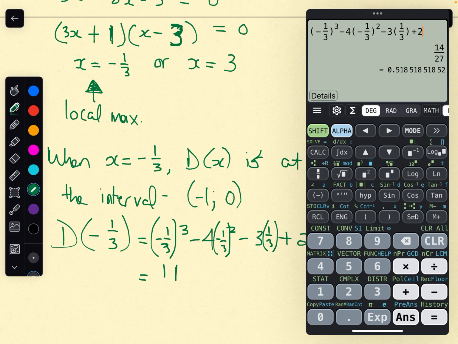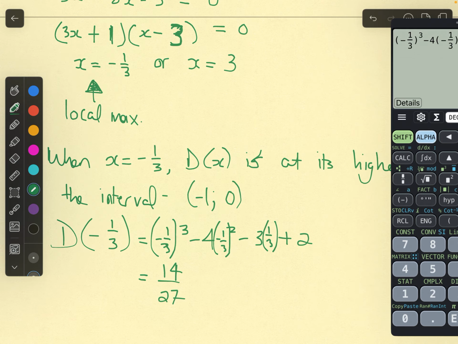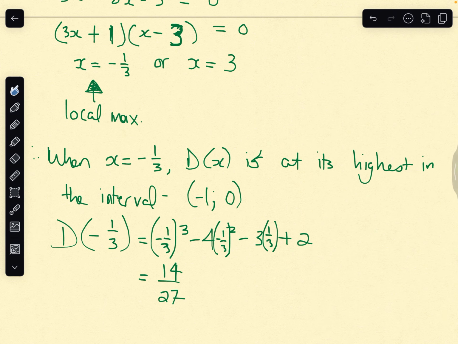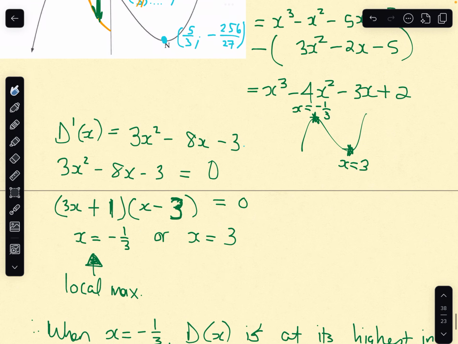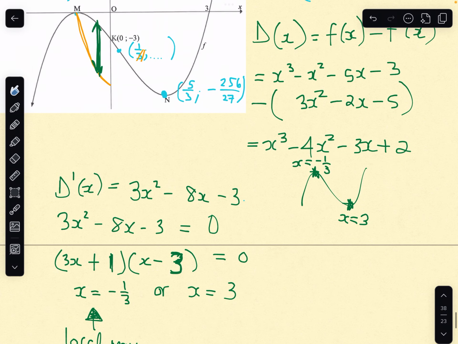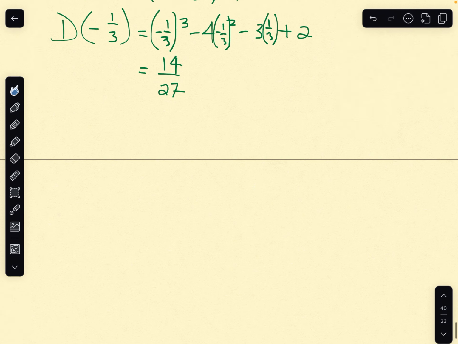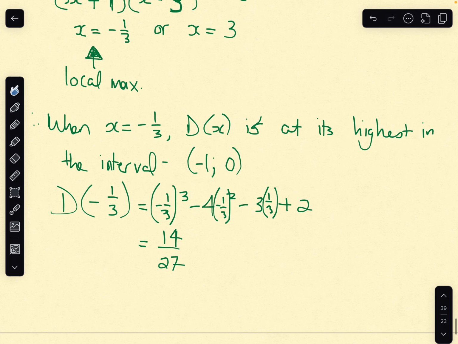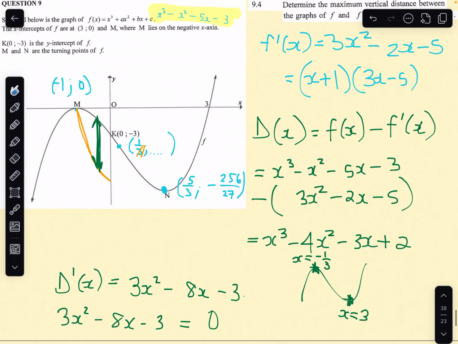Wow, 14/27. My goodness, that is surprisingly small. Worryingly small, if I'm to be completely honest. But yeah, the numbers have numbered. Who am I? Who are me? Alright, so that would be the maximum distance between these two graphs in that interval.